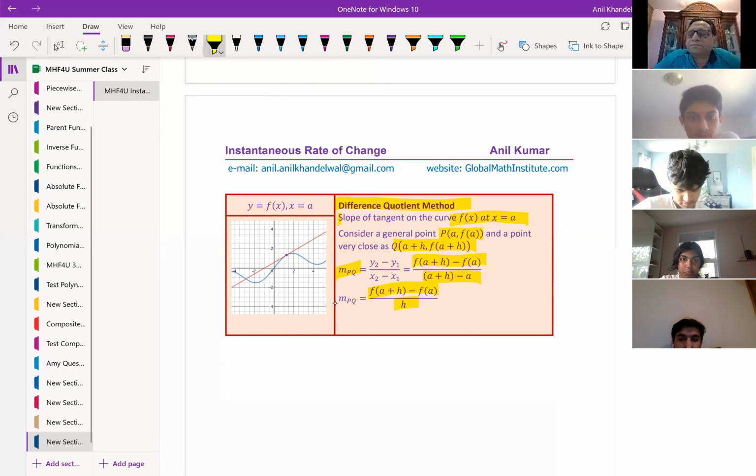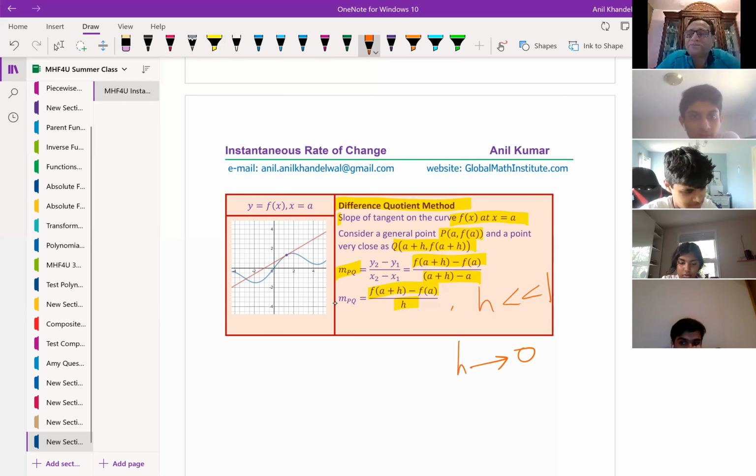So always the denominator will have h, and the only thing which you can add here, of course, is that h is very, very small compared to 1. Or you can write h is approaching 0, whatever. Sir? Yes, please. Sir, can you also say f of a minus f of a minus h?